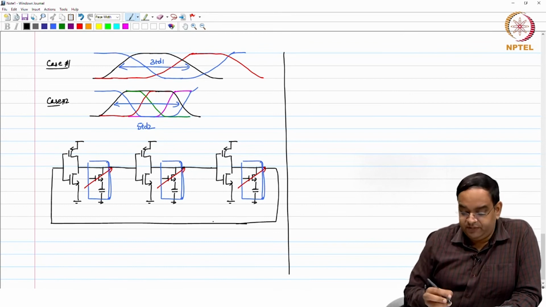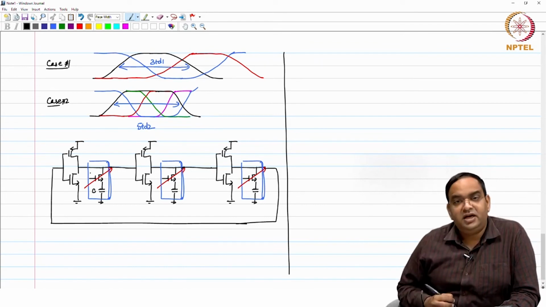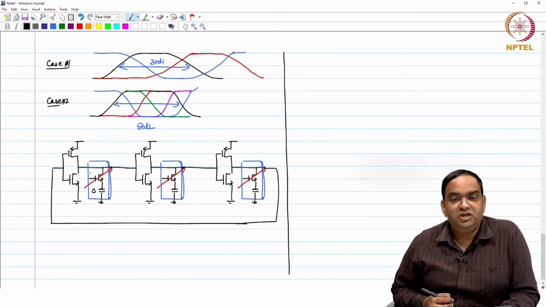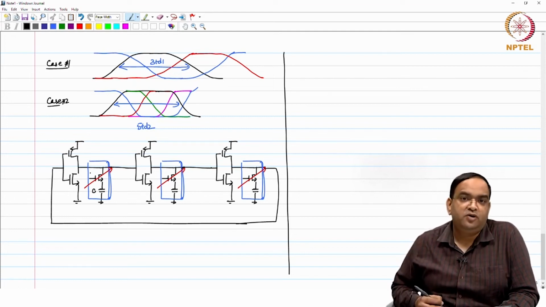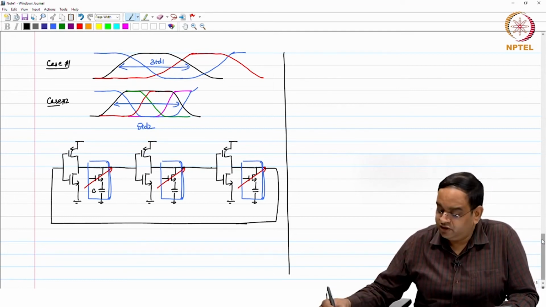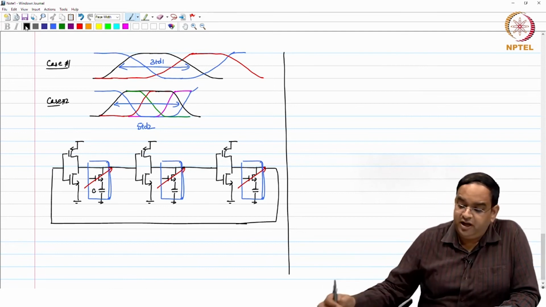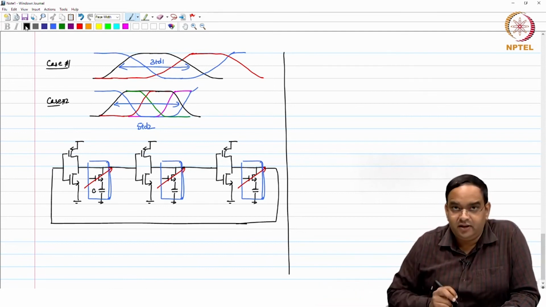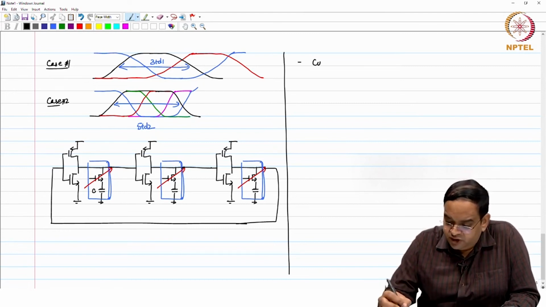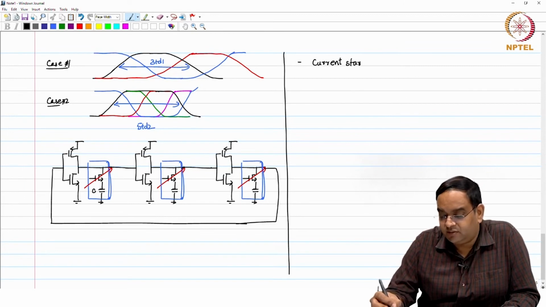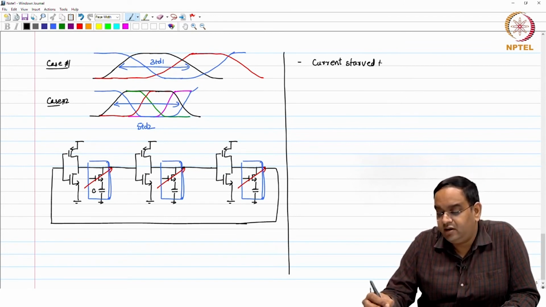Based on how much capacitor you are switching on the inverter, you will change the load of the inverter, and then you are going to vary the output frequency. So, you can do that. Another way to vary the delay, or to increase the delay, is using current starved inverters. Now, this is something which we need to understand.